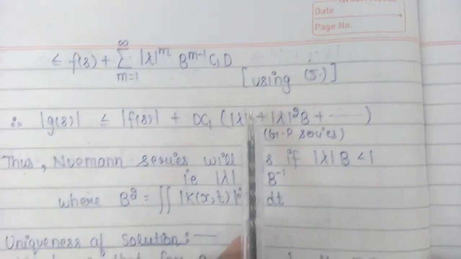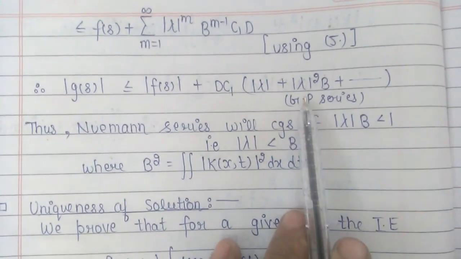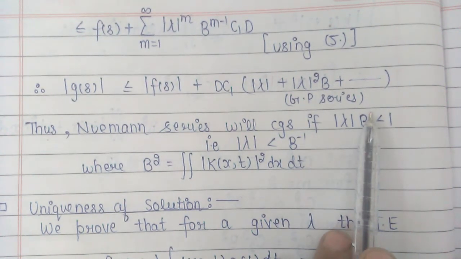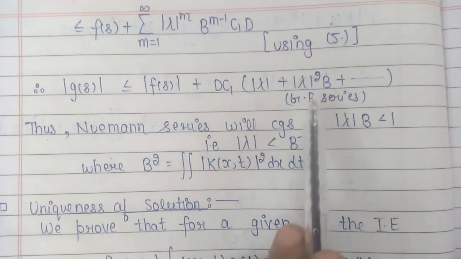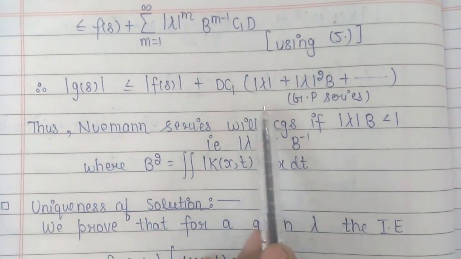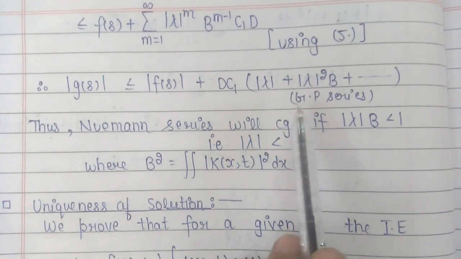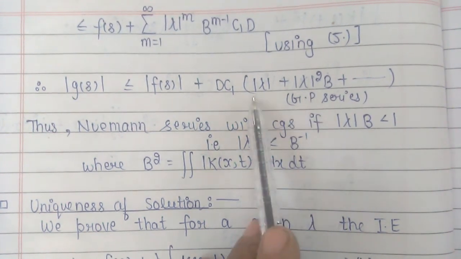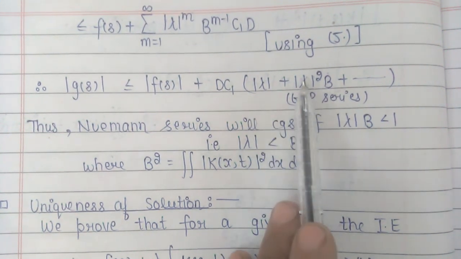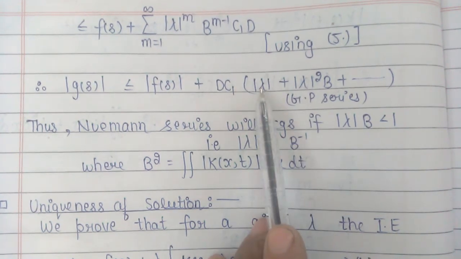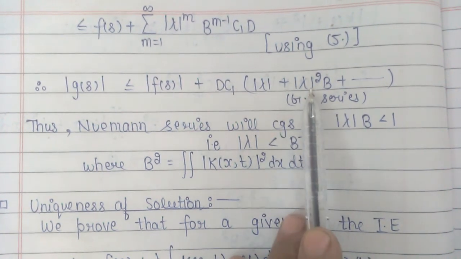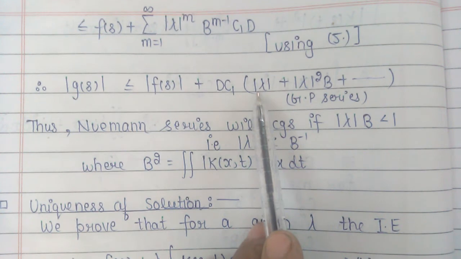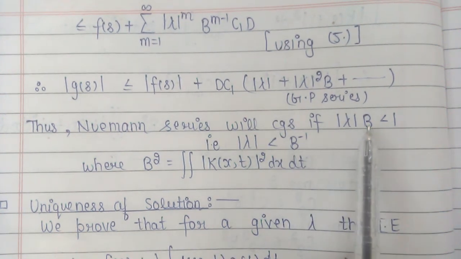Now expanding this summation here, m is equal to 1, 2, 3. Inside of the brackets we get a series which is a geometric series, and we know that a geometric series is convergent if the common ratio of the series is less than 1. So here the common ratio of this geometric series is obtained by dividing this term by this term. So if we divide this term by |lambda|, the common ratio is |lambda| into b.